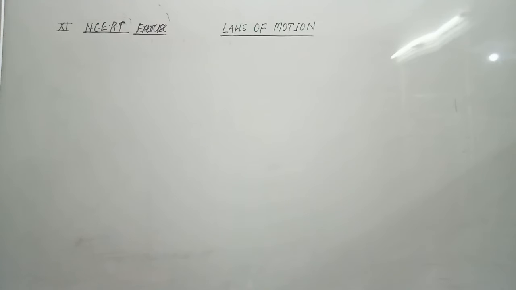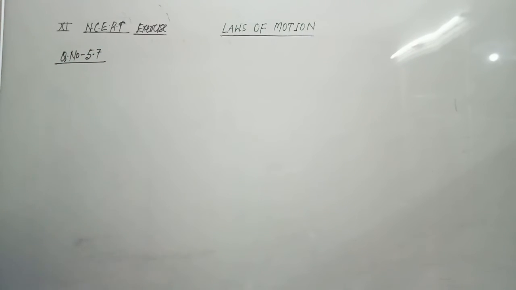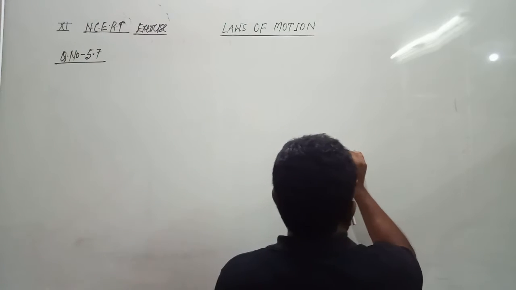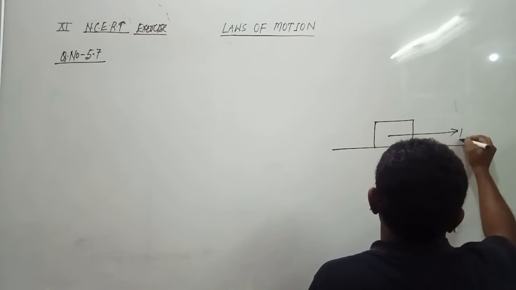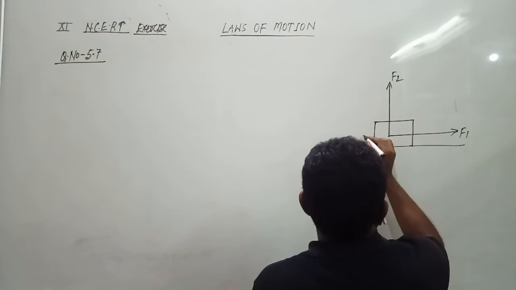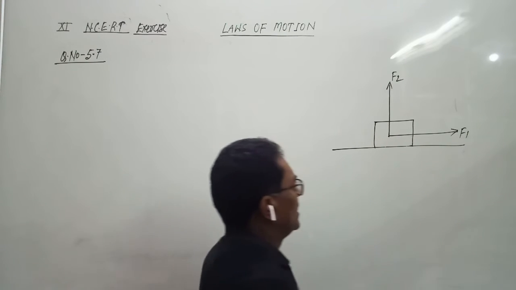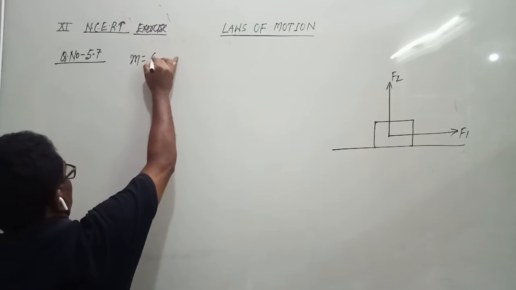Now question number 5.7. It is given that a body of mass 5 kg is acted upon by two perpendicular forces, 8 Newton and 6 Newton. The mass of the body is given as 5 kg.